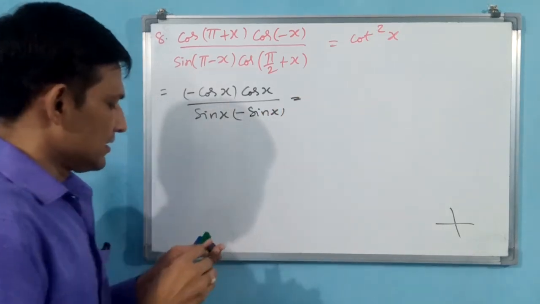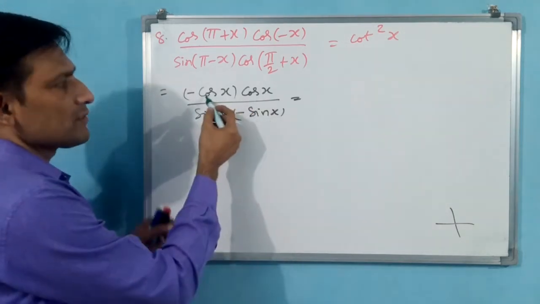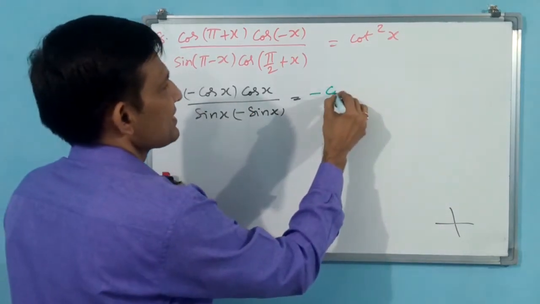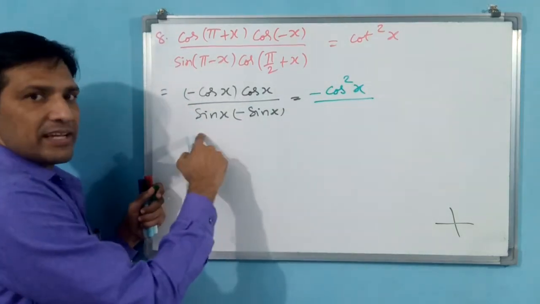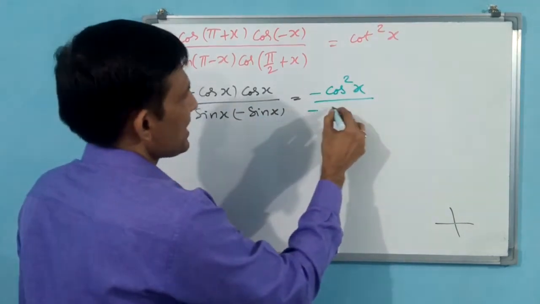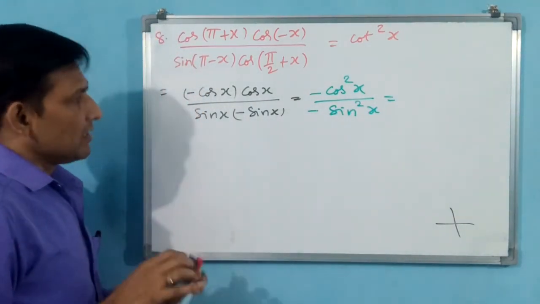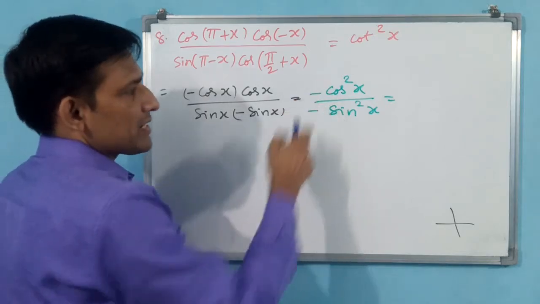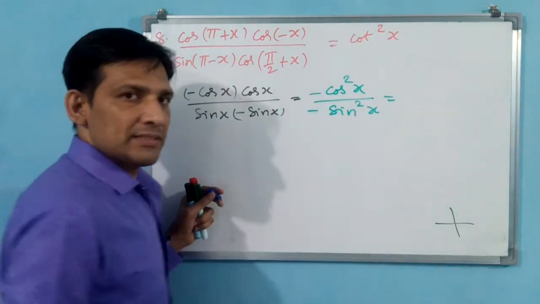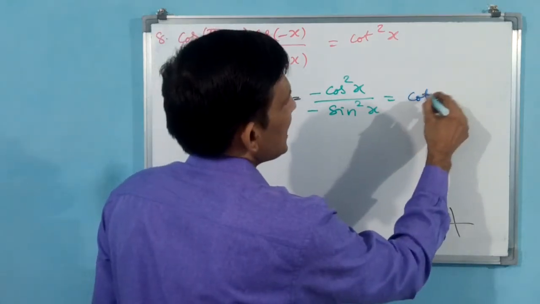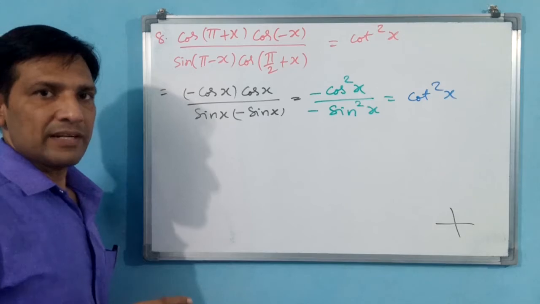Okay. If you see here, cos square, but minus is there. Minus cos square x divided by sin square, but minus is there, minus sin square x. Now the minus signs are going to get cancelled. Cos square by sin square is how much? Cot square. This will be your answer for the 8th question.